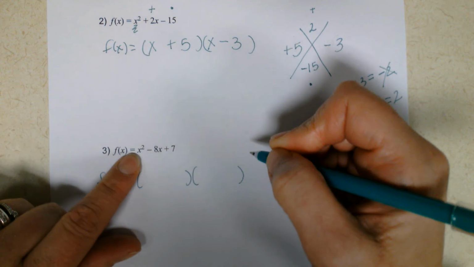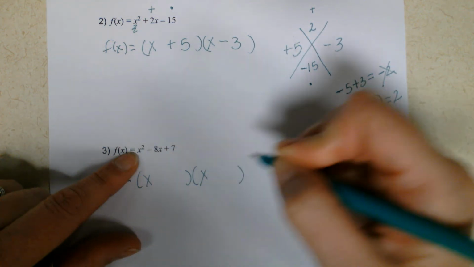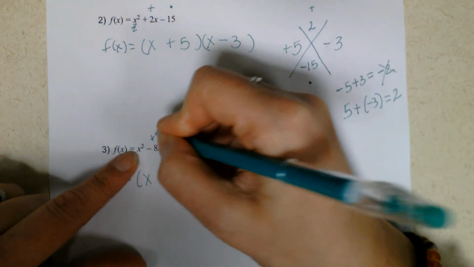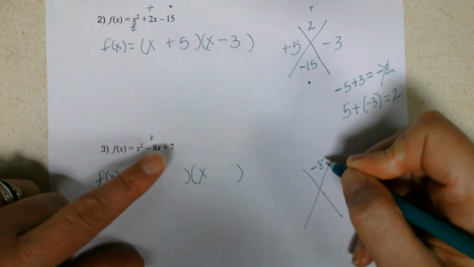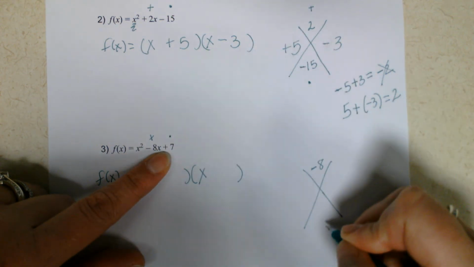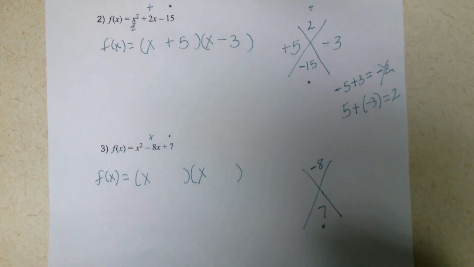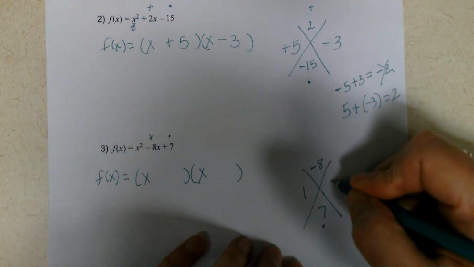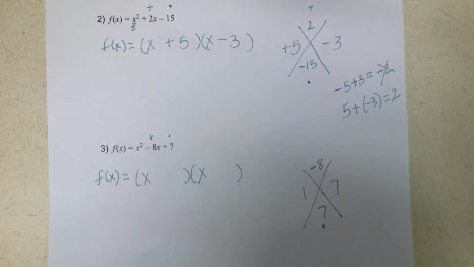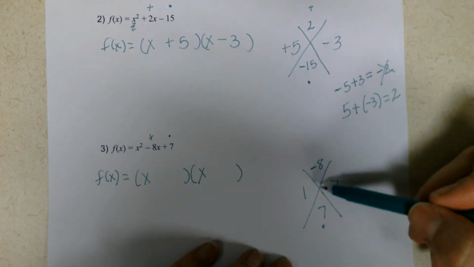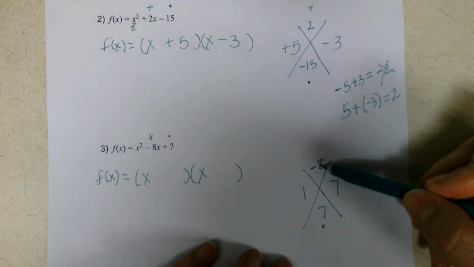Okay, x squared, you got it, x and x. All right, what do we have to add to? We got to add to negative 8. And we have to multiply to positive 7. Well, there's not too many numbers. There's only 1 and 7, right? 1 times 7 gives you 7. There's no other. So we have to get to negative 8.